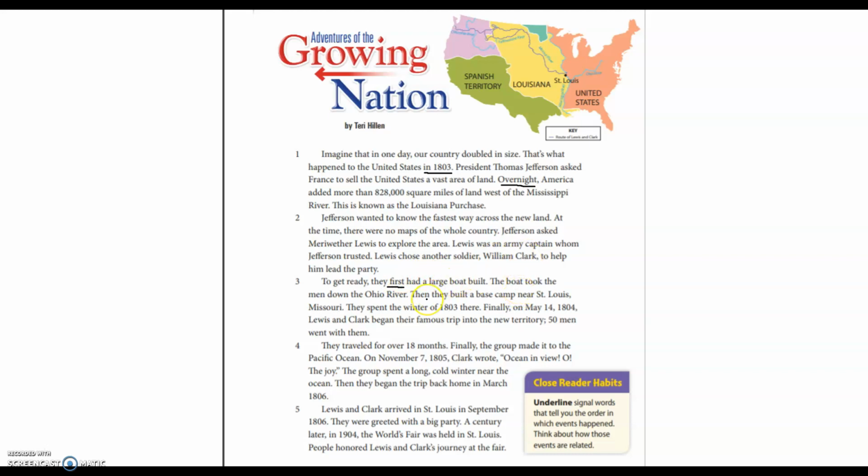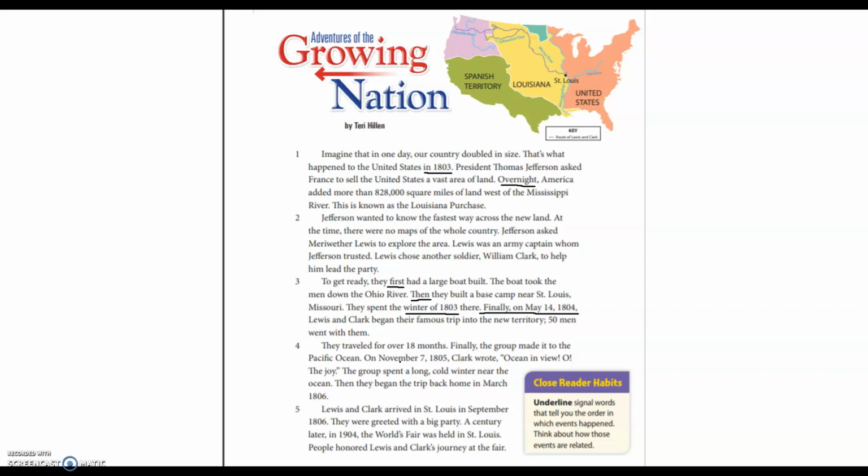The boat took the men down the Ohio River. Then they built a base camp near St. Louis, Missouri. They spent the winter of 1803 there. The word then tells us what happened next. Winter of 1803 tells us when it was happening. Finally, on May 14, 1804, Lewis and Clark began their famous trip into the new territory. 50 men went with them. Finally, on May 14, 1804, tells us what happened last.